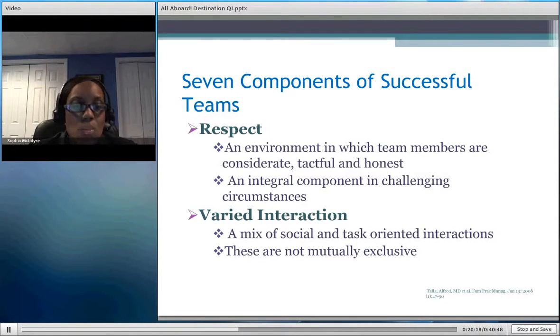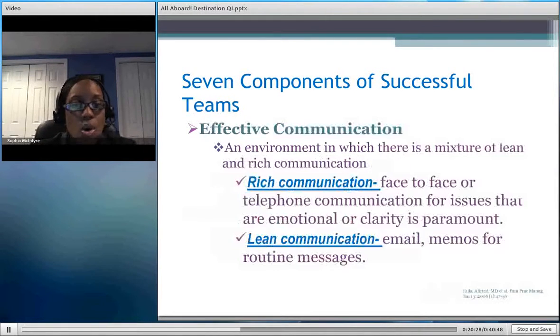But there also must be a balance in which there's a task-oriented interaction as well. So what that means is you want your staff to get along well with one another, but you also want them to be task-oriented in their interactions with one another. And being social and task-oriented is not mutually exclusive. These are really distinct components.